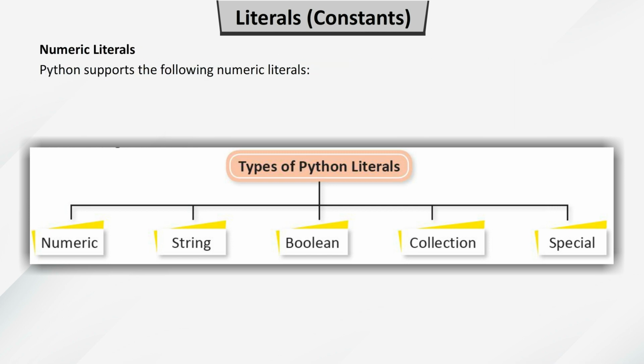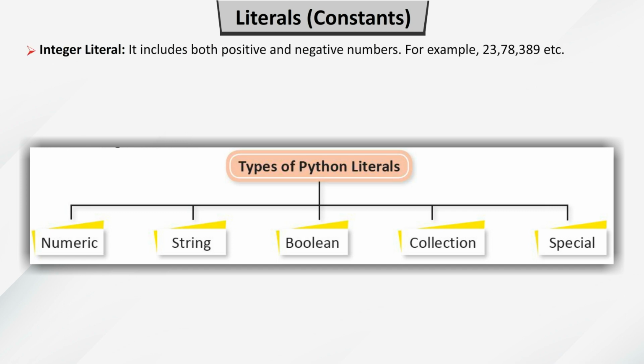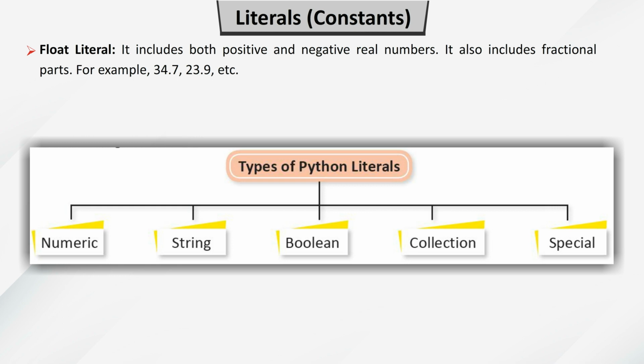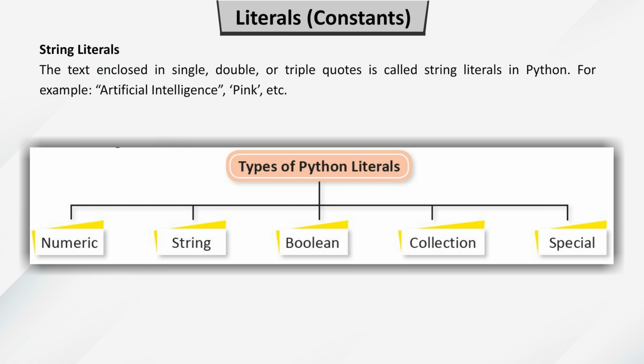Numeric literals. Python supports the following numeric literals. Integer literal: it includes both positive and negative numbers, for example 23, 78, 389, etc. Float literal: it includes both positive and negative real numbers, including fractional parts, for example 34.7, 23.9, etc. String literals: the text enclosed in single, double, or triple quotes is called a string literal in Python.